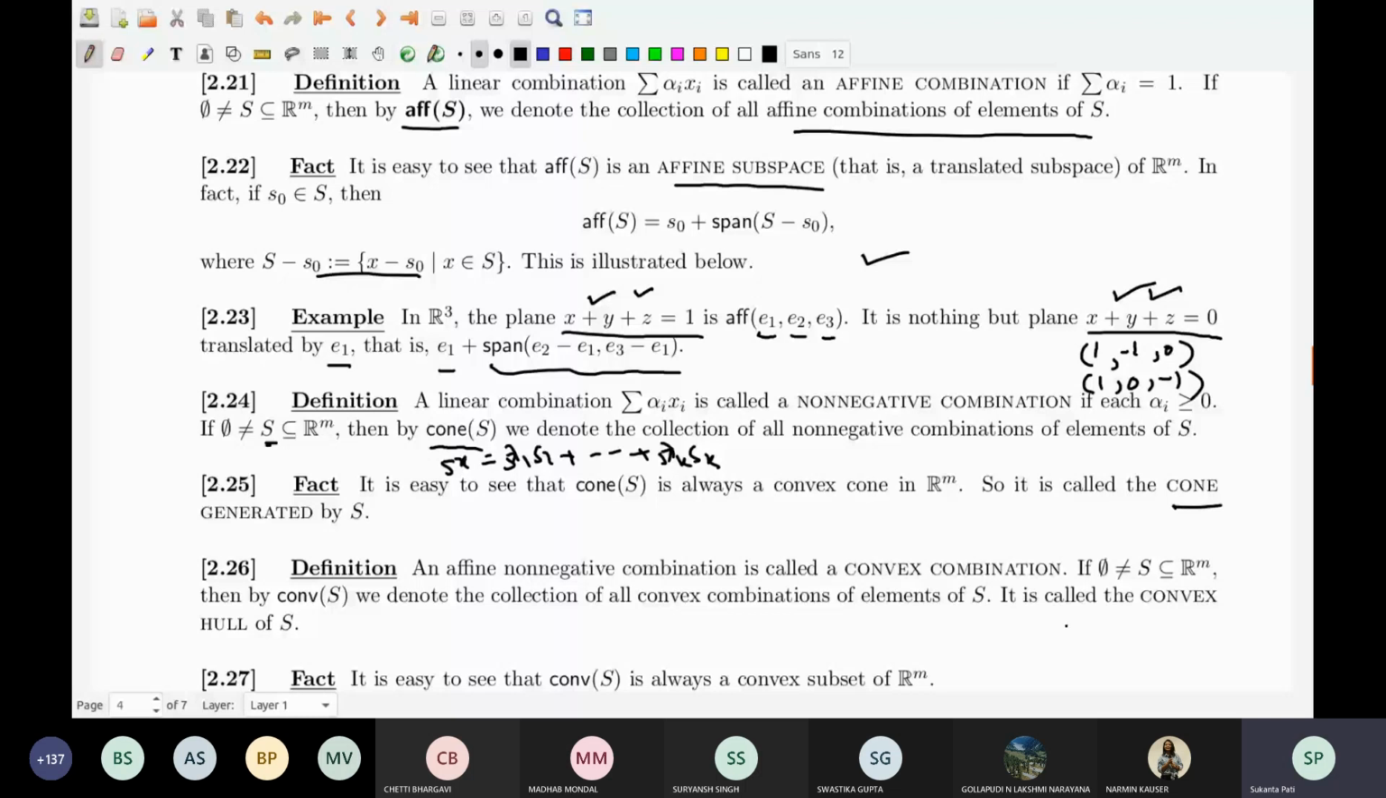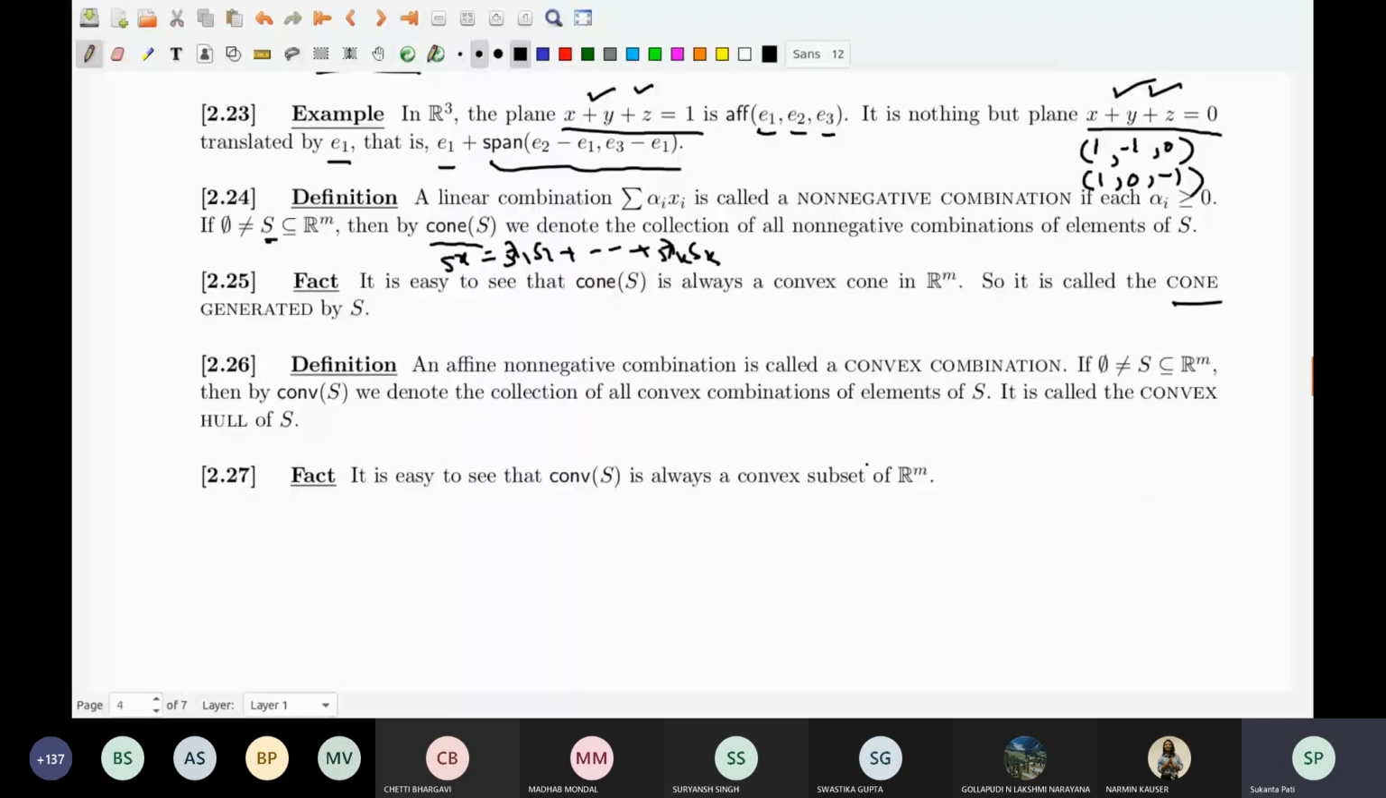We'll have one more, and that is called the convex combination. What is a convex combination? It is affine and non-negative both. That means the sum of the coefficients should be 1, and all the coefficients should be non-negative. That's when I call it a convex combination. And the collection of convex combinations of elements of S will be called the convex hull. This is a very standard name, though the symbols might differ from text to text. I will use conv, because at least it reminds me that I am talking about the convex hull. This is always a convex set. That is very easy to see, and follows from the definition.